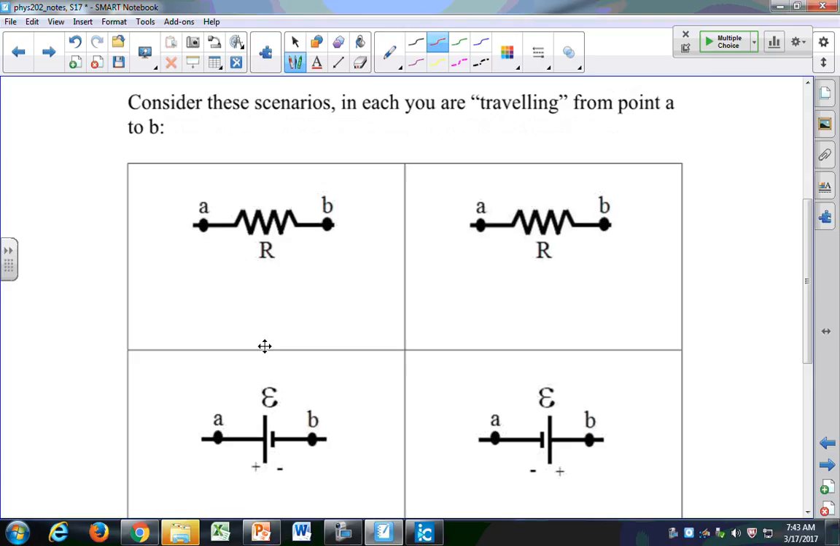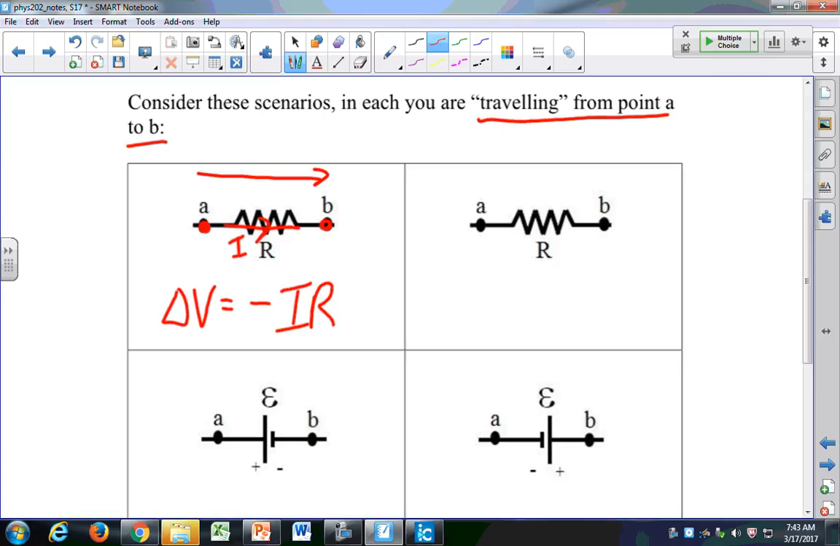But it does affect the values that you'll get. So let's imagine in each of these cases that you're traveling from point A to point B. So I'm going from here to here, in that direction. Now let's imagine for these that I have a current, in this case, that's going in the same direction. In that case, delta V across that resistor is equal to negative I times R. This is sort of the normal way that resistors operate. That if I travel in the direction of the current, resistors see a drop in energy per charge, or a drop in potential. That's normal for resistors.